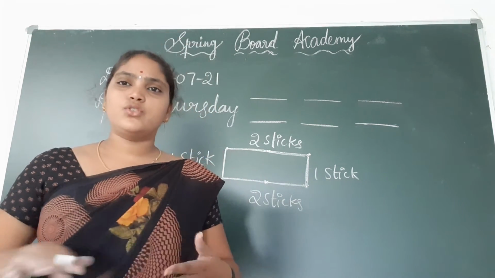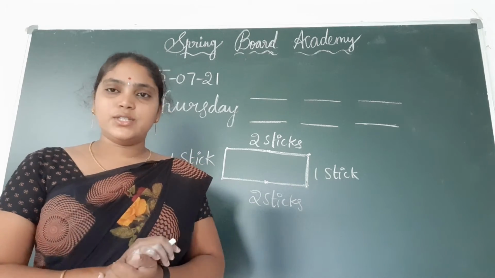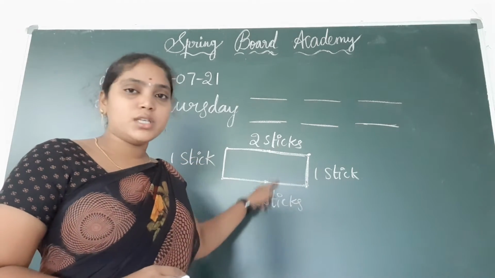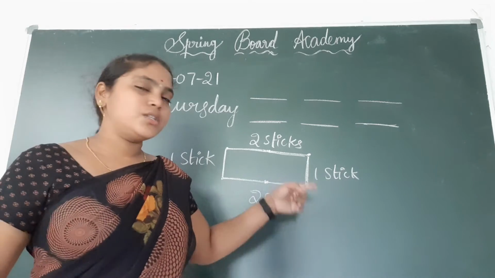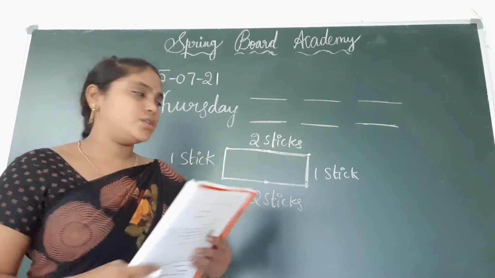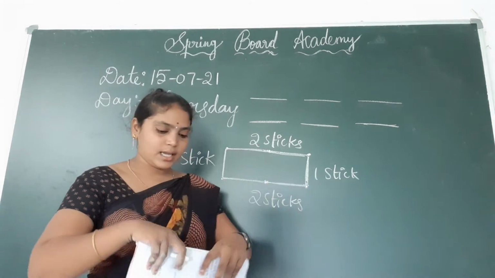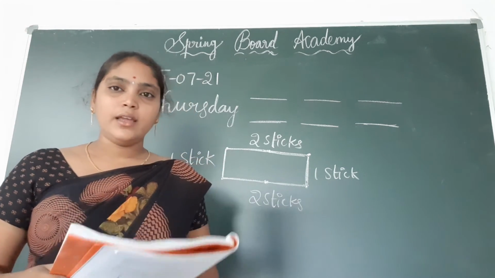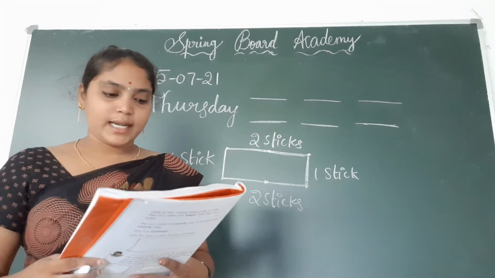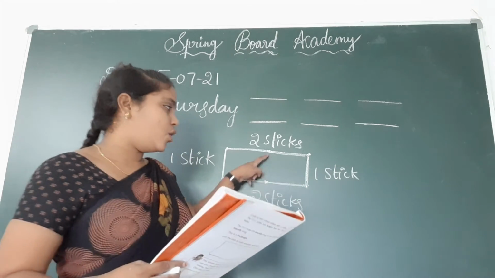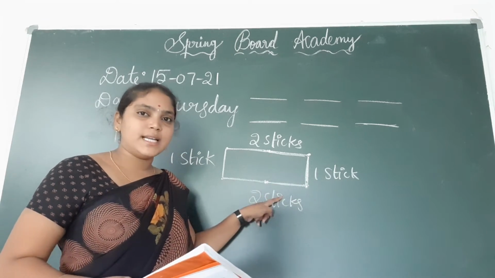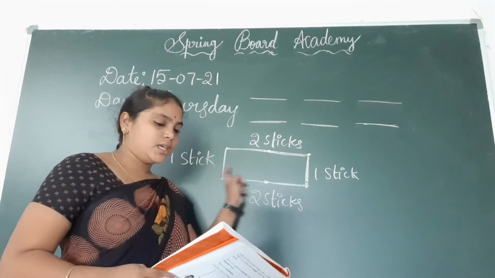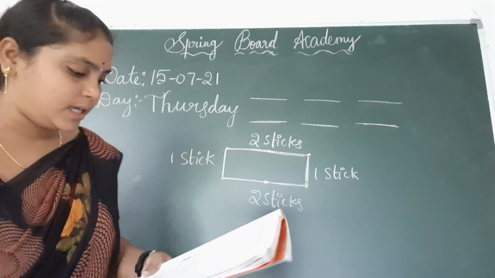So how do we change a square into a rectangle? Just add 1 stick to these 2 sides. It changes to the rectangle. Next, all 4 sides of a square are equal in length. In a rectangle, 2 sides are longer and equal. These 2 sides are longer and equal. And these 2 sides are shorter and equal.